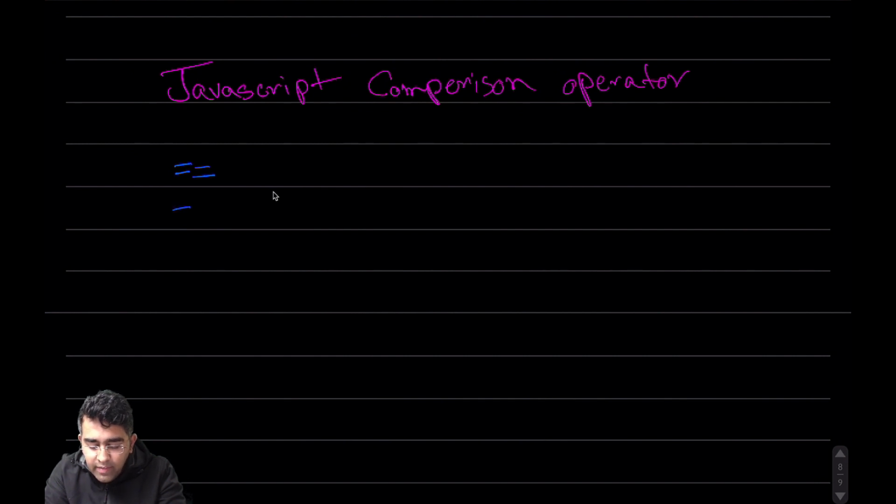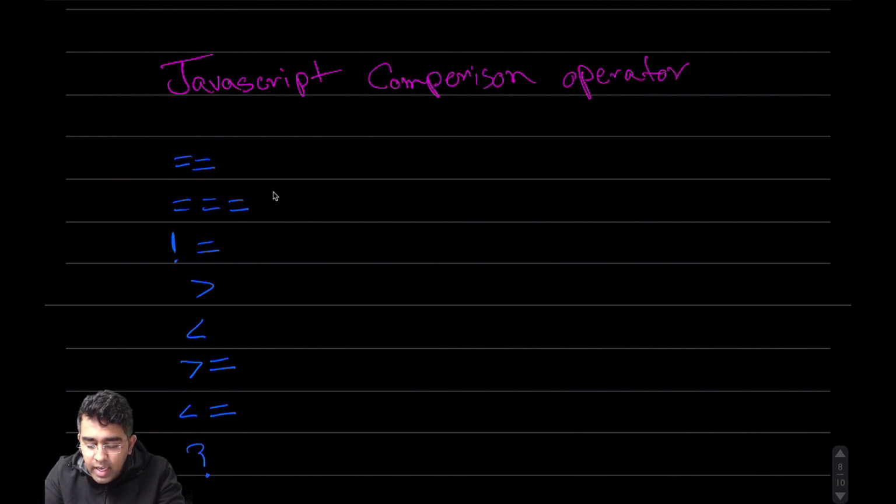is equal to operator. We have is equal to operator. We have an exclamation mark and then equal to, that means not equal to. Then we have greater than, we have less than, and then we have greater than or equal to, or less than or equal to, and then also we have a ternary operator, which I'll talk about in a second. Okay, so equal to is a comparison operator. And then we have a strict comparison operator. We'll talk about what is meant by strict comparison operator in a second.